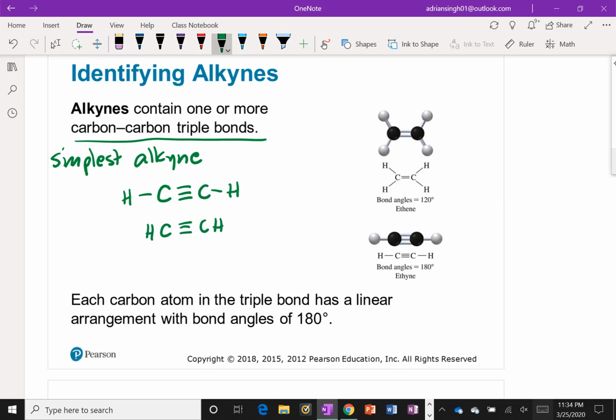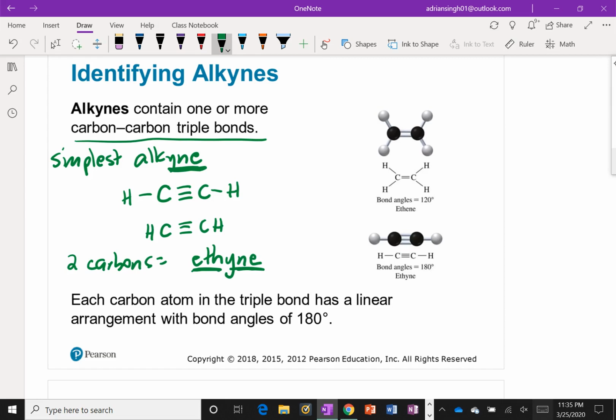If you were to build a model for this molecule, so 2 carbons, the prefix for 2 is eth, and then an alkyne would have that YNE ending, right? So ethyne means 2 carbons, YNE means there's a triple bond between both of those carbons.